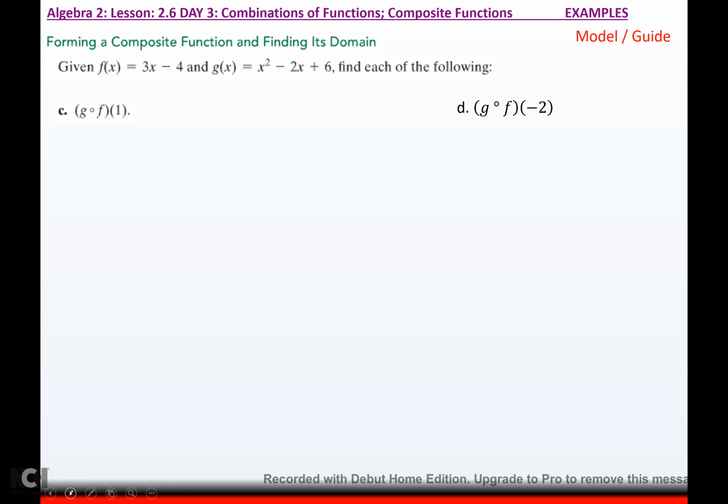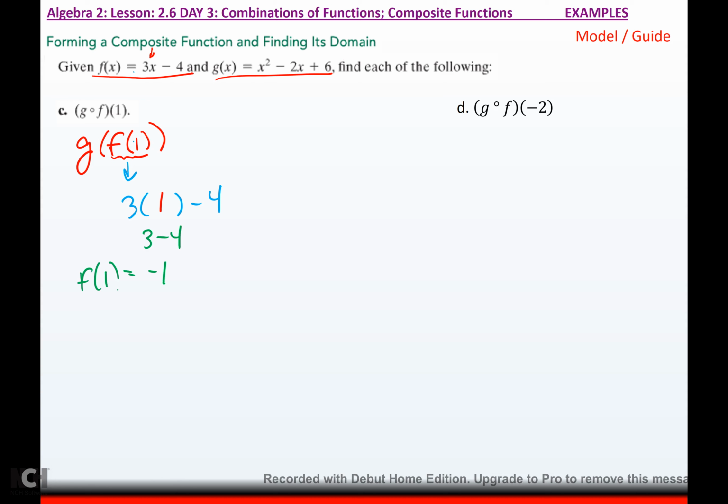Okay, here's your f function, 3 times whatever you brought minus 4, and here's your g function, which says take whatever you brought, square it, multiply it by 2, subtract that, and add 6. This one wants me to find g of f of 1. To find g of f of 1, I've got to do the inside first. So I take 1 to the f function. The f function says 3 times whatever I brought minus 4, and I'm bringing a 1. If I simplify that, I get 3 minus 4, which is negative 1. So f of 1 equals negative 1.